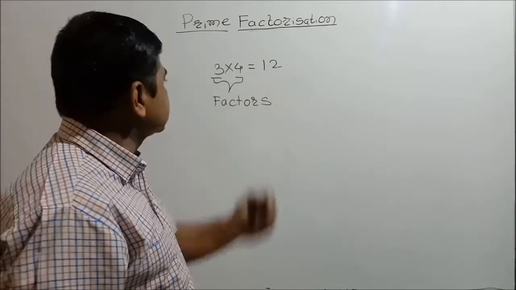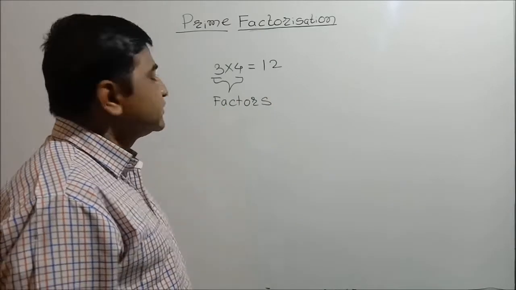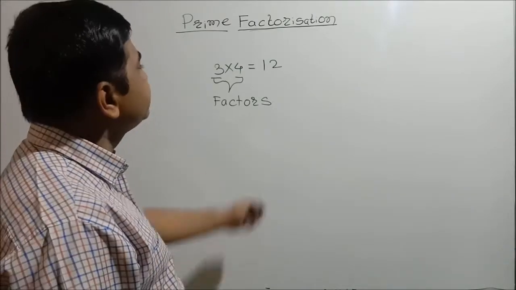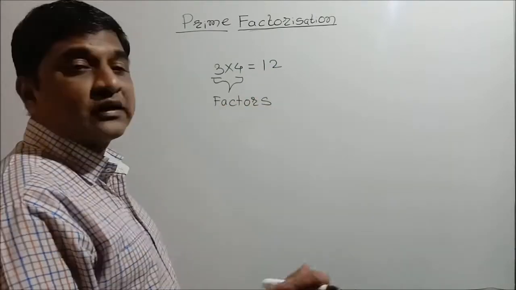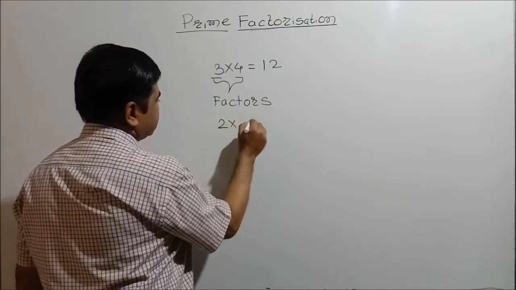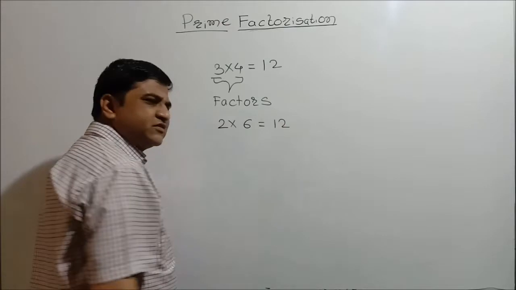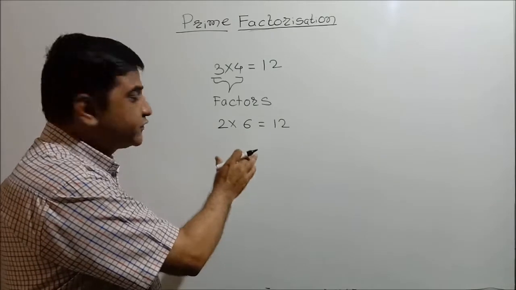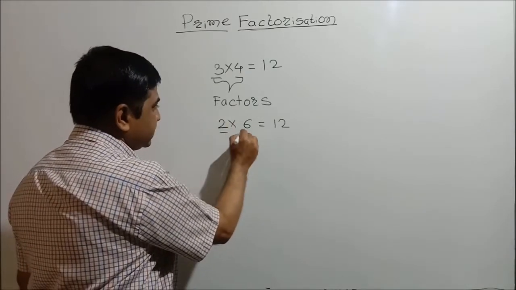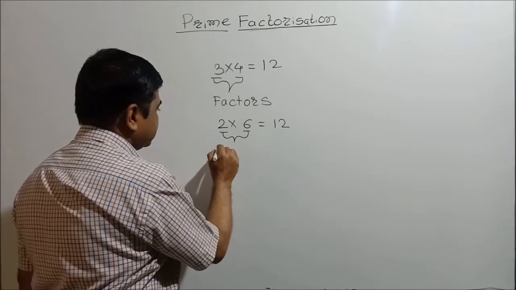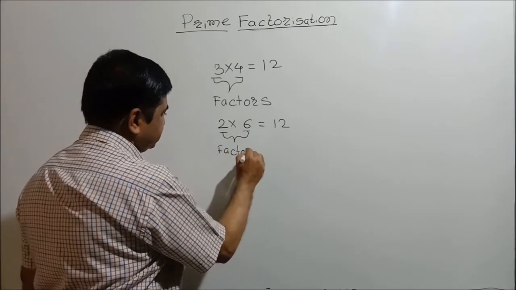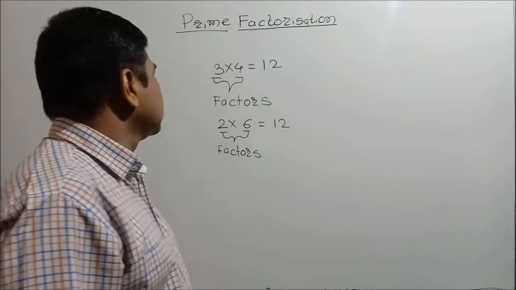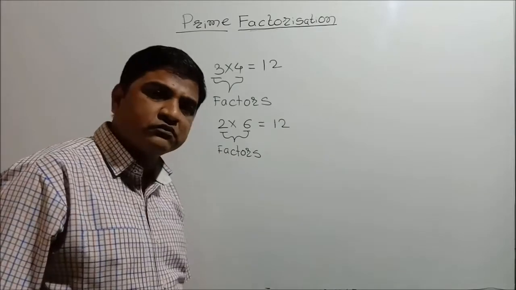What is the product? Product is 12. And in this case, this 3 and 4 are known as the factors of the product, means factors of 12. Well, 12 also can be written as 2 multiplied by 6, or 2 6s are 12. In this case also, what are the factors of the product? The factors of 12 are 2 and 6. Again, 2 and 6 are known as the factors of 12.